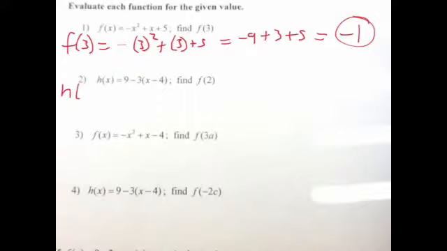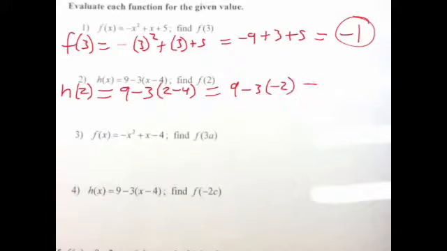On the next one, this is h of 2. You plug in 2 for your x's. So I'm going to have 2 minus 4 inside the parentheses there. I'm going to do the 2 minus 4 part first. So I'm going to get 9 minus 3 times negative 2, which is going to be the same thing as 9 plus 6, which is 15.